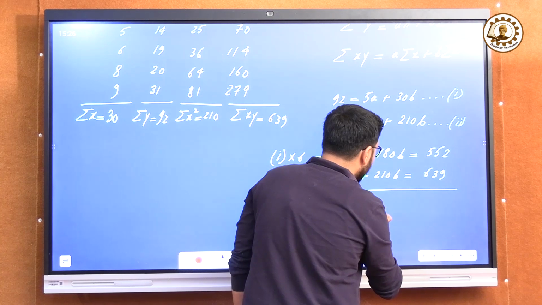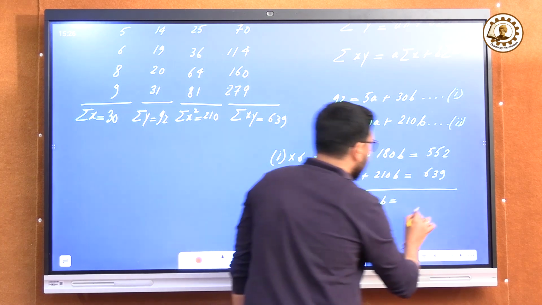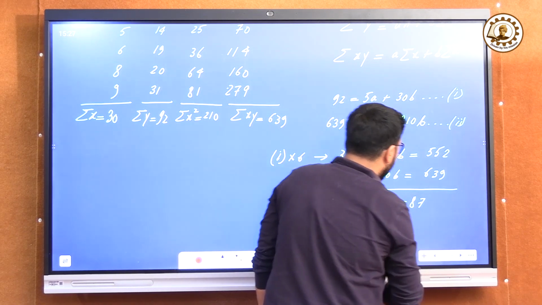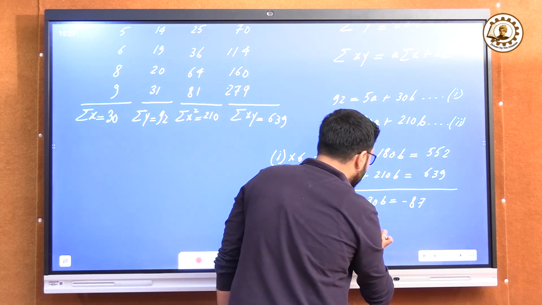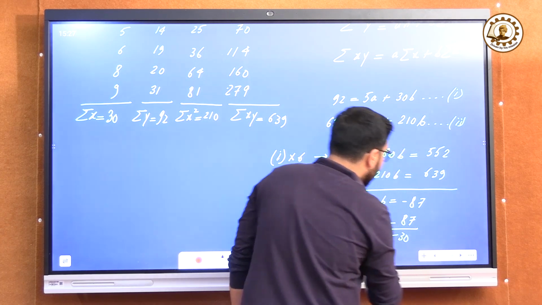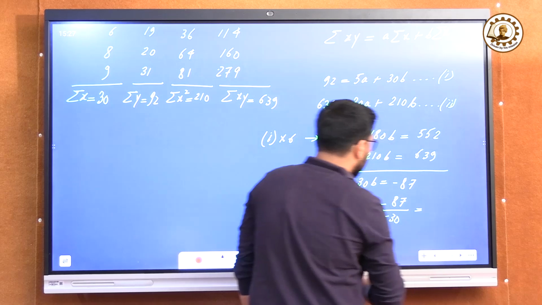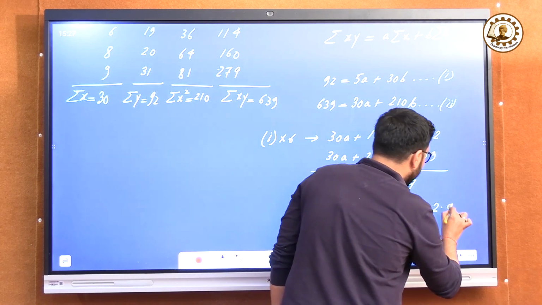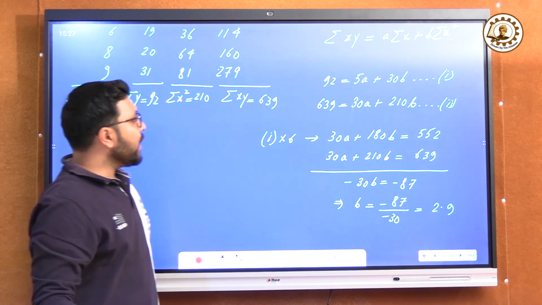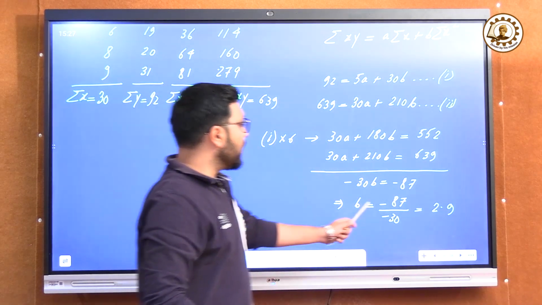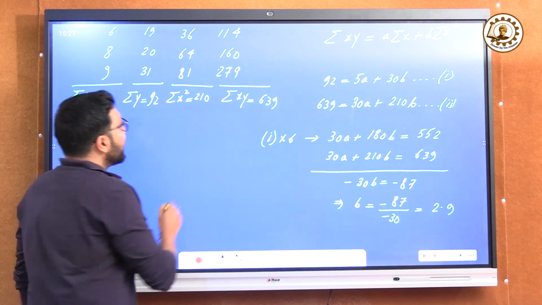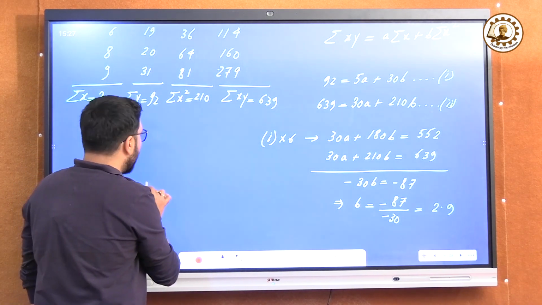So we'll get 30B, and here it is 87. The value of B is 87 by 30, which comes as 2.9. So the value of B we already have got. Next we have to substitute this specific value in any of these two equations, and we'll get the value of A. So I'll take the first equation, and I'll substitute the value of B.